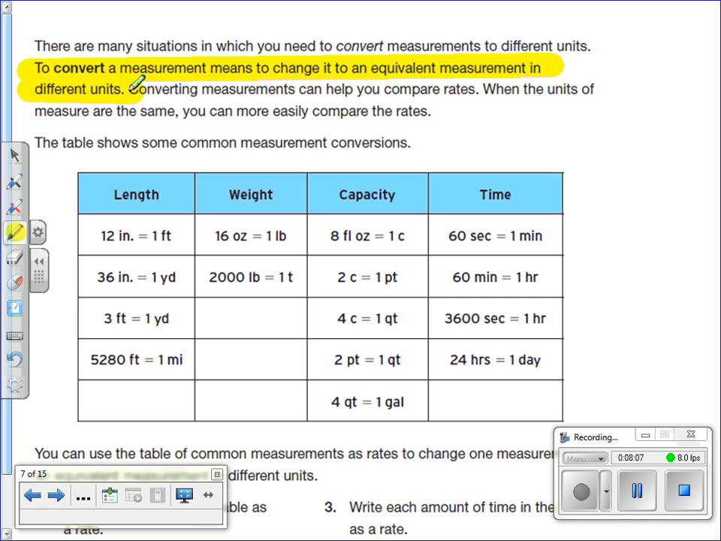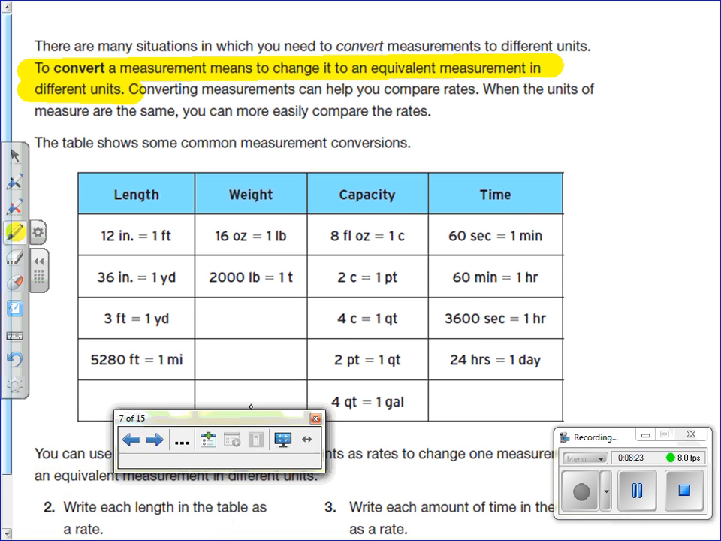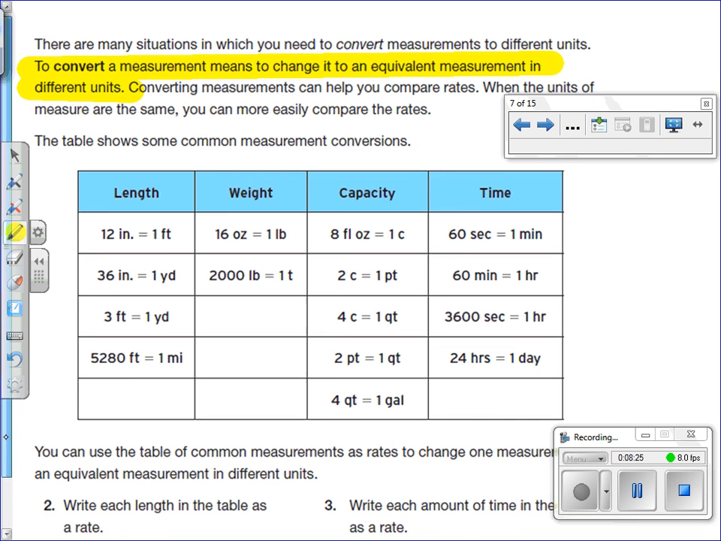So the table below shows some common measurement conversions. These are some that you should already be familiar with. Maybe not weight, but these are also helpful. Capacity, and then we have time. The time ones you should be familiar with as well. So let's move down here.